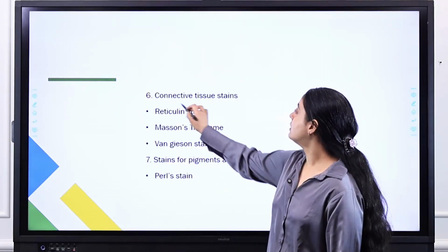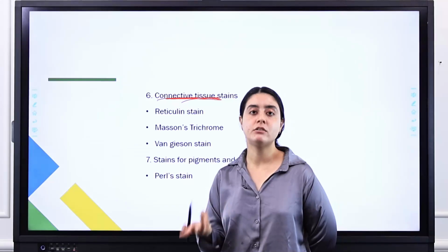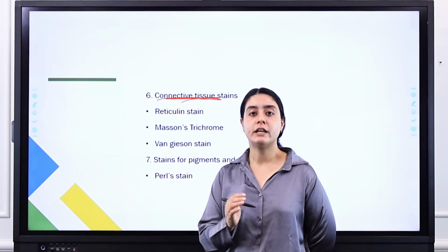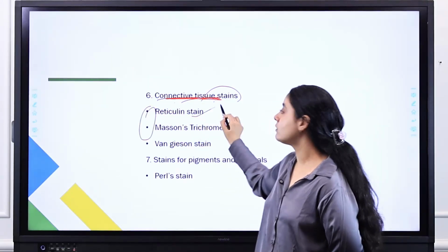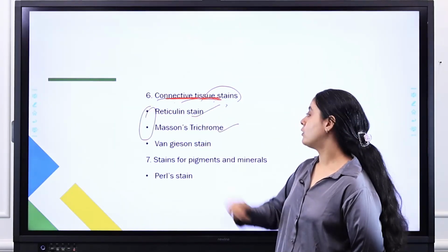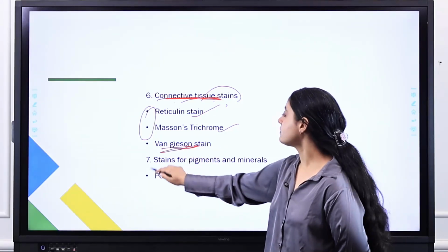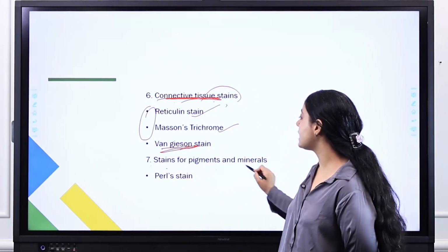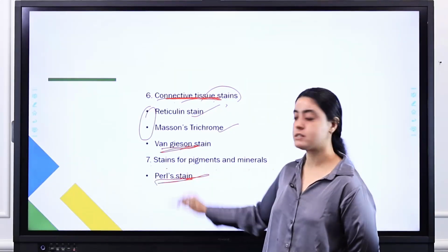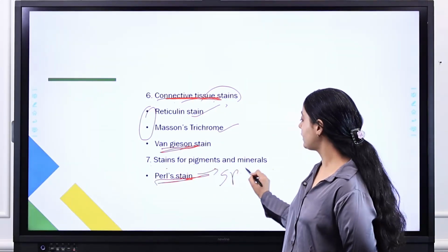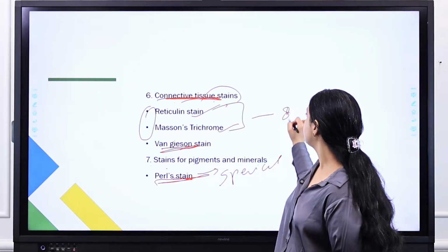Then we have another category for connective tissues, such as reticular fibers and connective fibers. For connective tissue stains we have reticulin stain, Masson trichrome stain, and also Van Gieson stain. Now we have stains for pigments and minerals. For pigments and minerals we have Perls stain. Perls stain is in the category of special stain. Here reticulin or Masson is in the category of special stain.